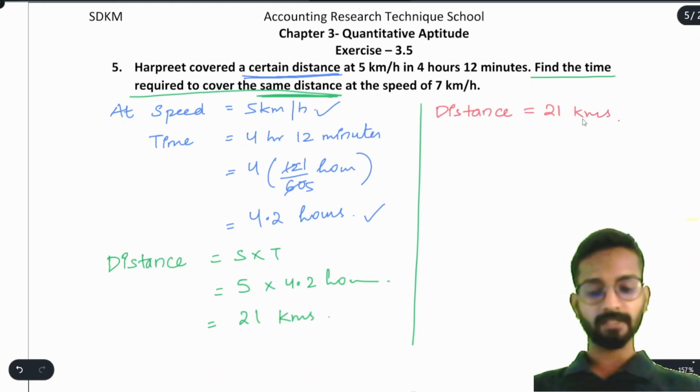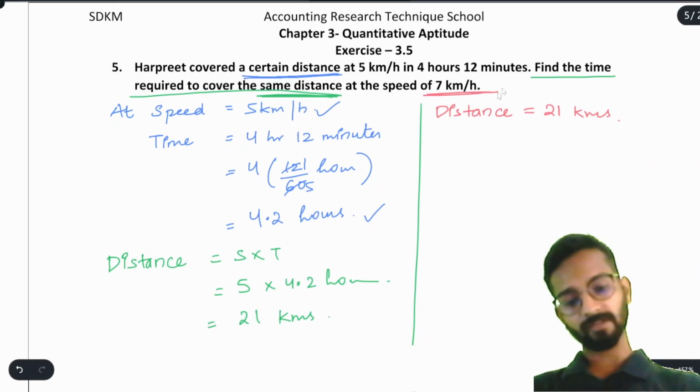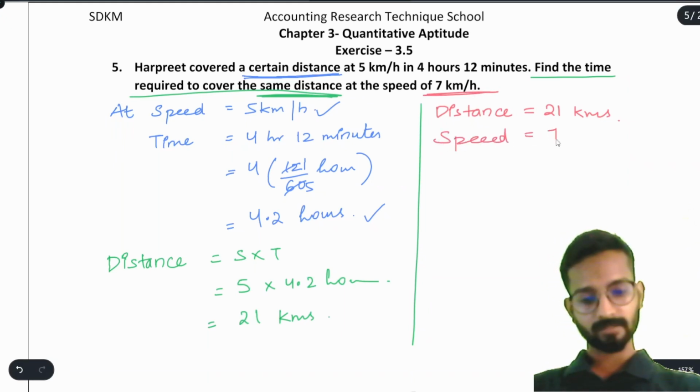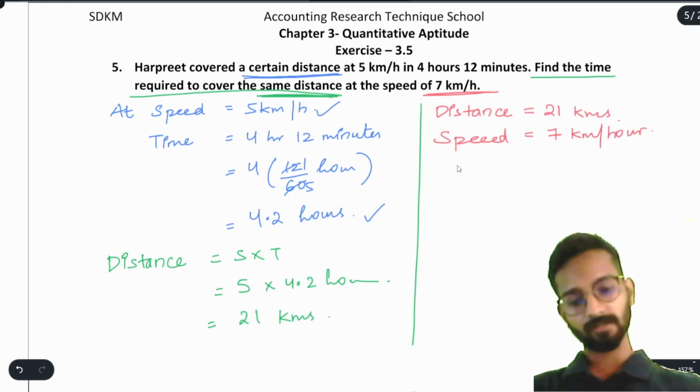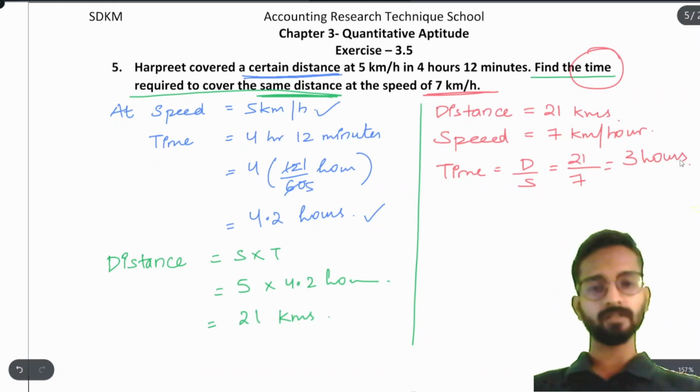If they are saying that to cover the same distance of 21 kilometers at the speed of 7 km per hour, means speed is 7 km per hour. Find the time taken. So time is equal to distance by speed. Distance is 21, speed is 7. You can say time taken is 3 hours to complete that particular journey.